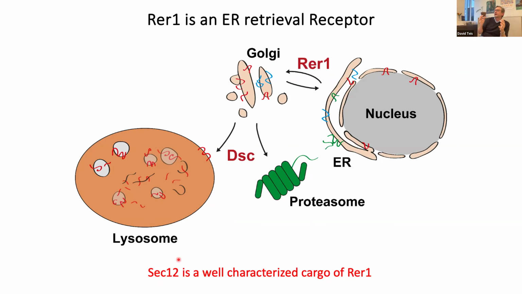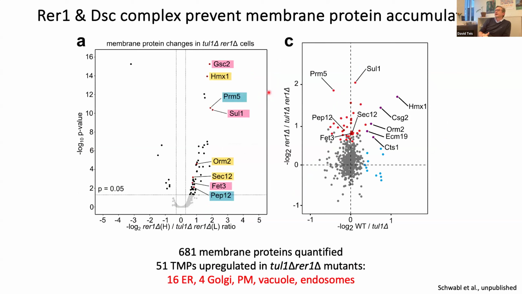So then the obvious question from that genetic interaction was, do RER1 and the DSC complex function together to prevent the accumulation of orphan proteins at the Golgi or in other post-Golgi compartments? So to test this idea directly, we simply conducted quantitative proteomics experiments and measured which proteins would accumulate when we inactivate RER1 and TAL1 at the same time. So we essentially switch off both these two components for Golgi quality control.